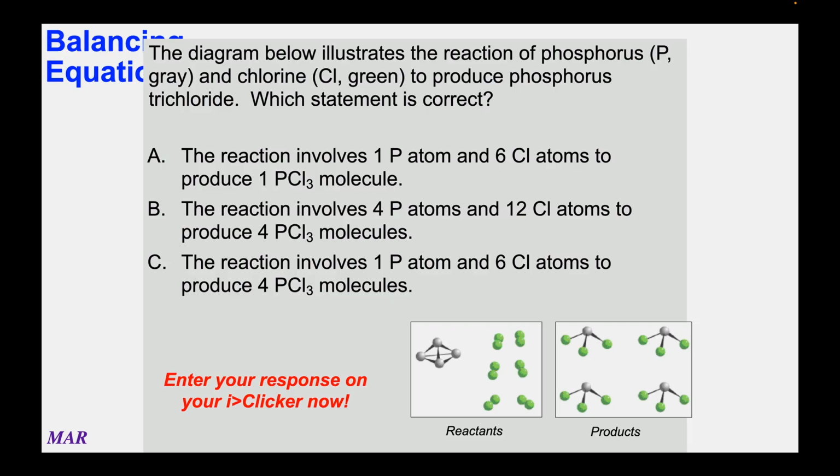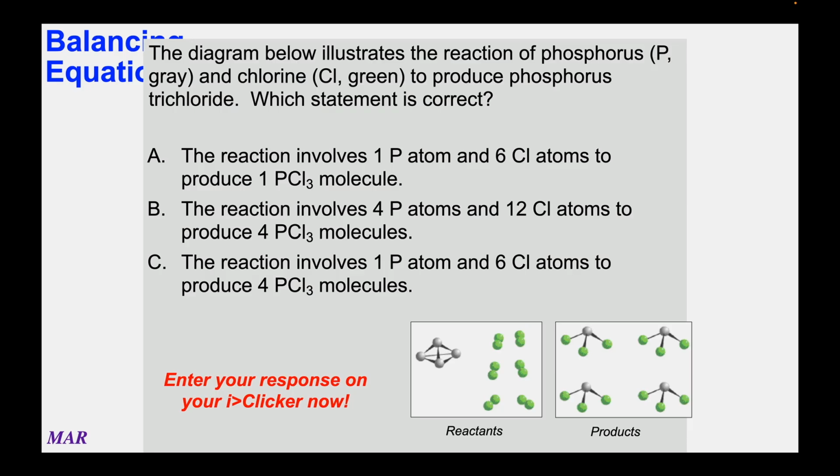Here's a question you might see. It says the diagram below represents the reaction of phosphorus and chlorine to make phosphorus trichloride, and which statement is correct. All right. So first of all, you can see there's a big P4. Phosphorus is a tetramer. It comes in sections of 4. And you have then 6 little Cl2 molecules. Those are the green atoms on the reactant side. And on the right-hand side, you end up with 1, 2, 3, 4 phosphorus trichlorides.